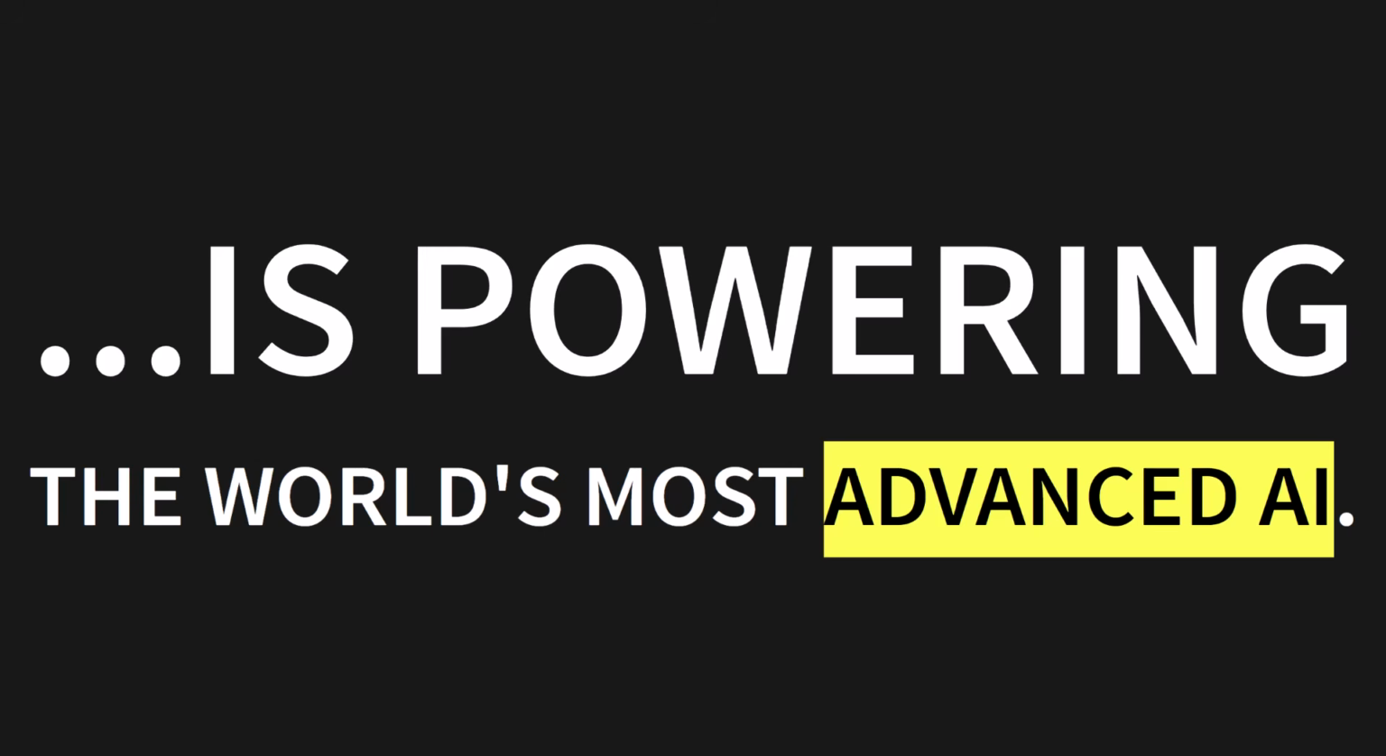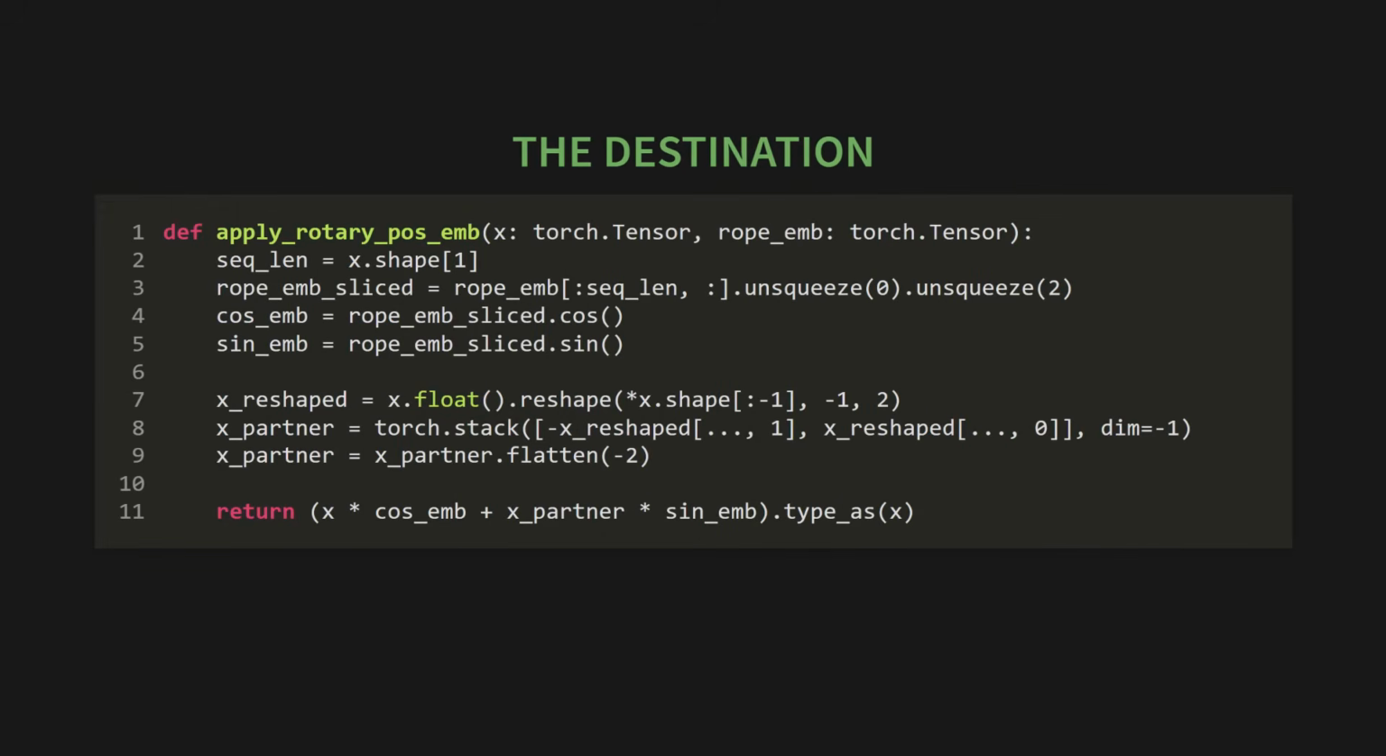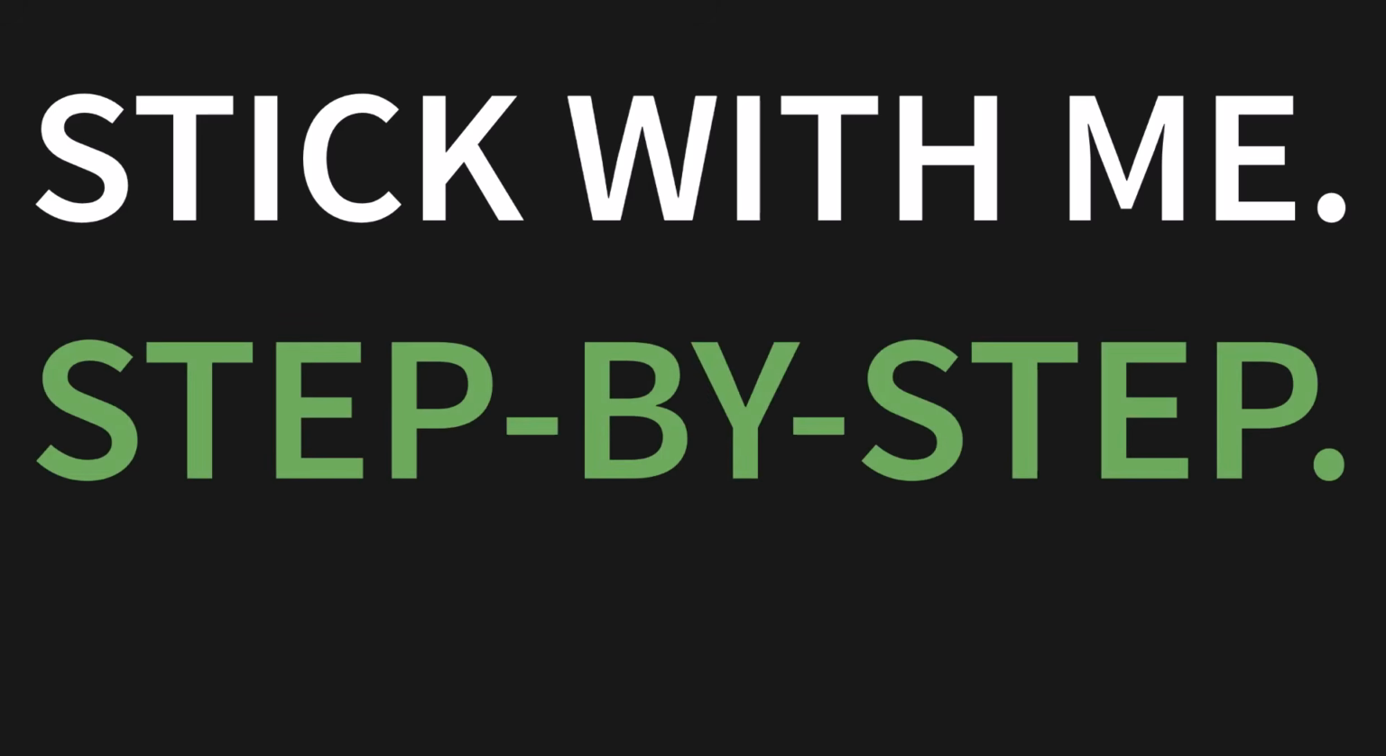And what's so special about it? It unlocks relative positional information. That is the key. Now, here is my promise to you. This is our destination. On the screen, you can see a Python function, def apply_rotary_pos_emb. It probably looks pretty intimidating right now, but we will explain every single line. So stick with me. We're going to do this step by step, from first principles.